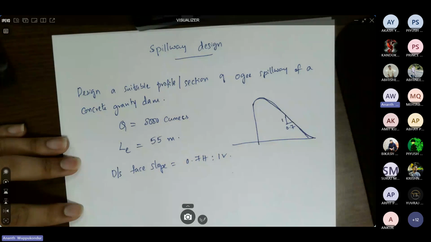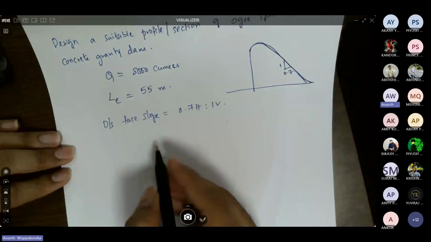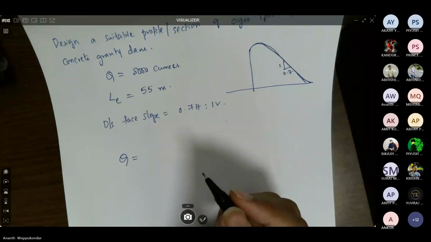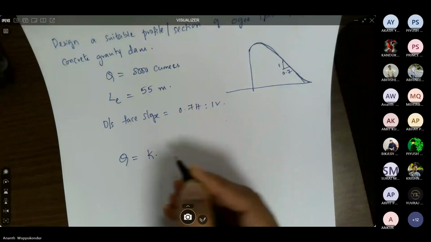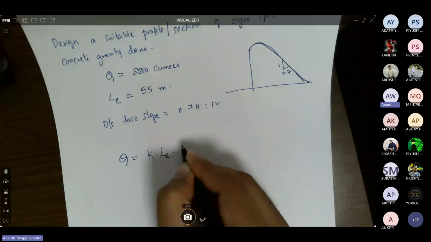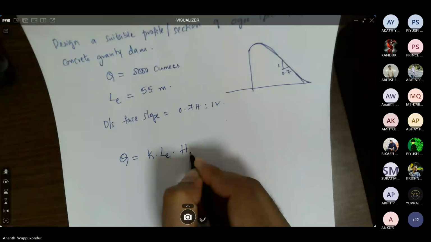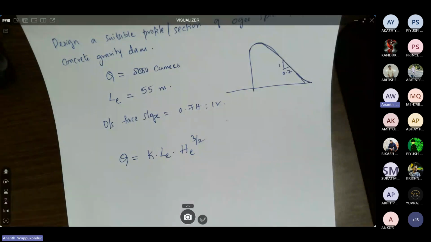In the last class, we looked at the discharge over a spillway, Q, given by an equation. The discharge over a spillway is given by a coefficient K times LE times HE to the power 3/2. Now HE is the sum of the hydraulic head and the velocity head on the spillway.